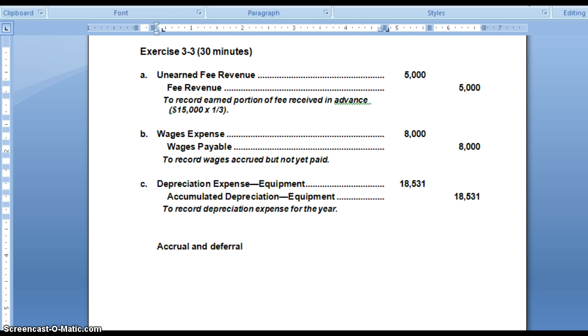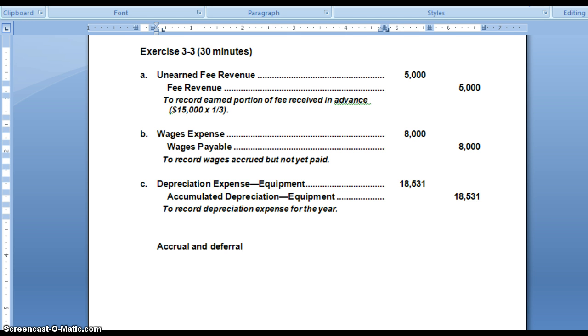So in exercise B, wage expense. And if we look at that for a second, on page 121, wages of $8,000 are earned by workers but not paid as of December 31st. So we owe the workers $8,000. So what we want to do here is we have to put this on the books. We're closing the books out December 31st, but we owe them $8,000.